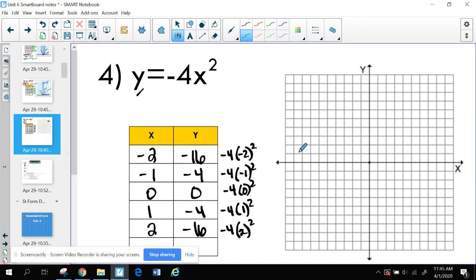So we'll use this graph instead. And I'm going to spread this out a little bit. I'm going to count by 2's on the y-axis. I'm not going to change the x at all, but I'm still going to count by 2's on the y. So I have negative 2 and then negative 16. So 2, 4, 6, 8, 10, 12, 14, 16. So negative 16 down here. Negative 1, negative 4; 0, 0; 1, negative 4; and 2, negative 16. We can make our parabola.